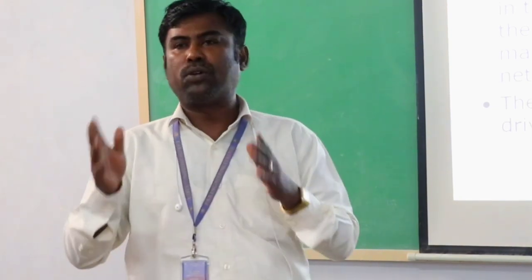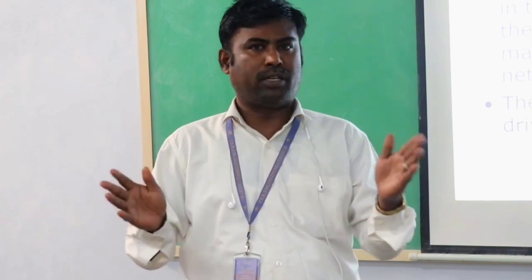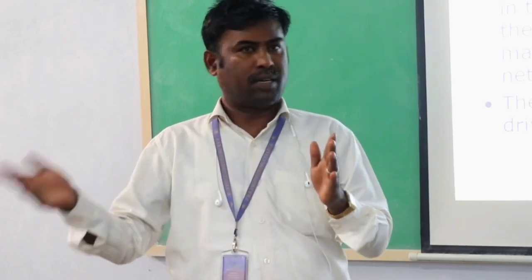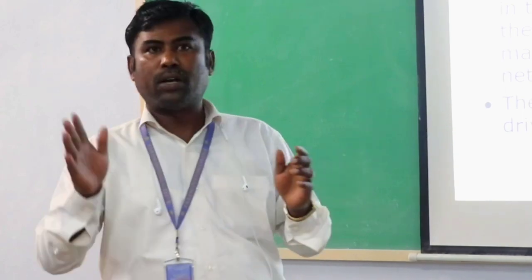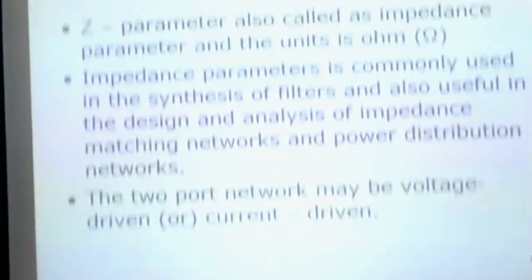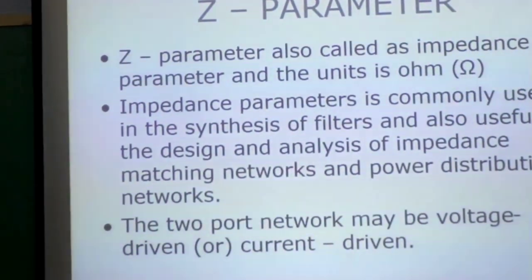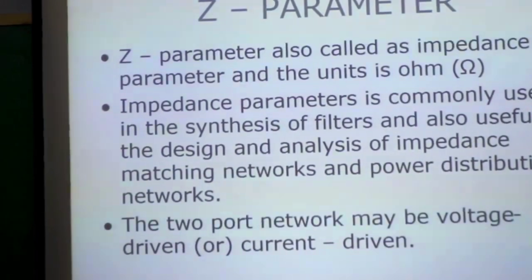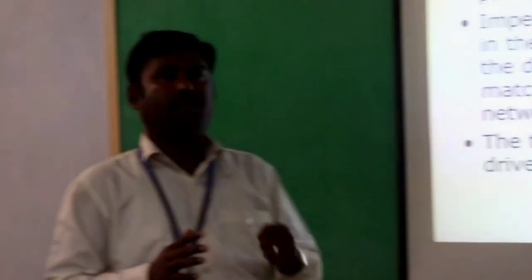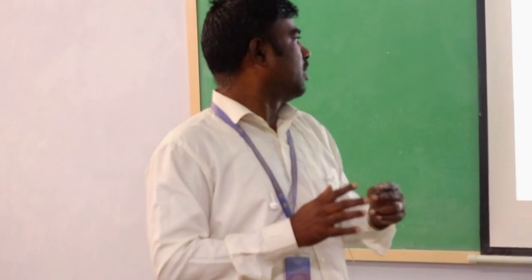So we have to identify the impedance of any network. Input impedance and output impedance should be equal. If they are equal, it is called the characteristic impedance. The characteristic impedance handles both input impedance and output impedance. Today we are going to discuss the Z parameters, the input impedance. It is mainly used in the synthesis of filters and used to design and analyze matching networks in power distribution networks.